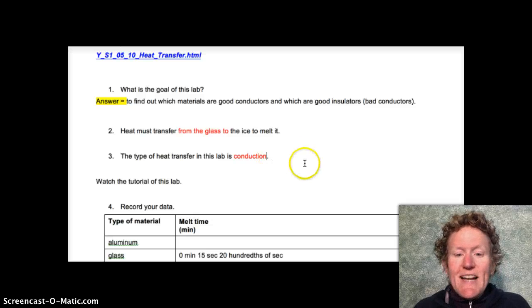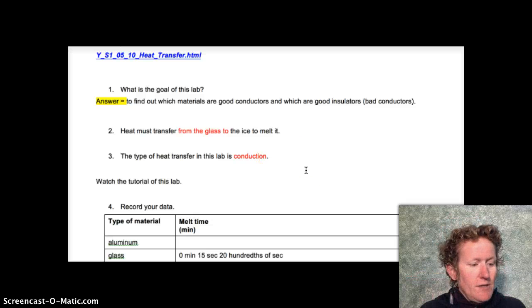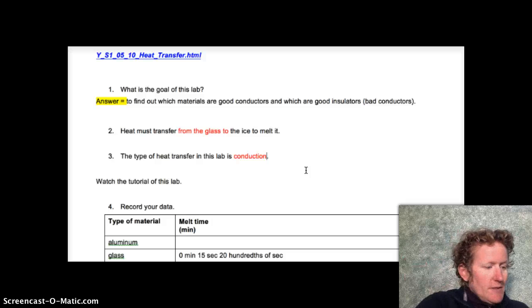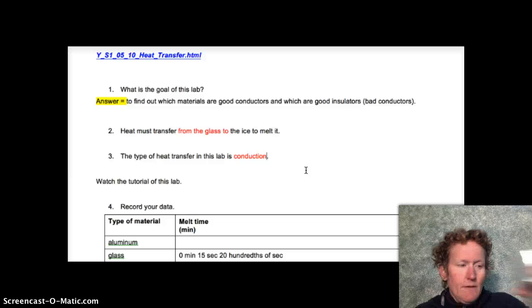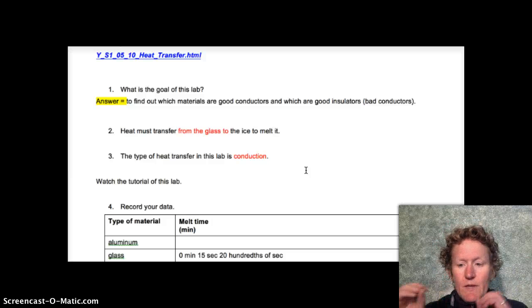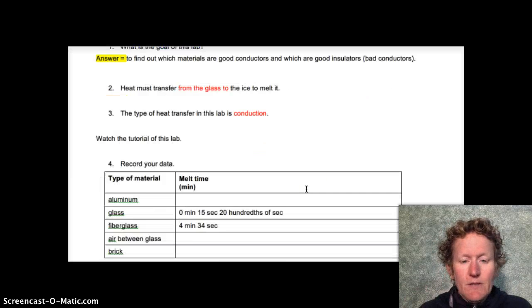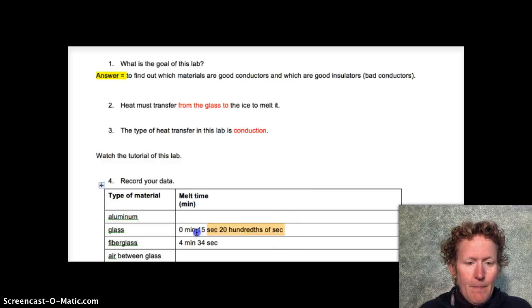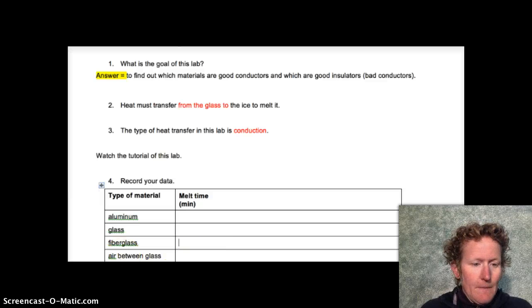The ice cube is touching. The molecules can crash into each other just like I can grab a scissors or a glass of water, and the molecules can collide with each other. So things are touching. That is conduction. So let's put in our time for the glass.